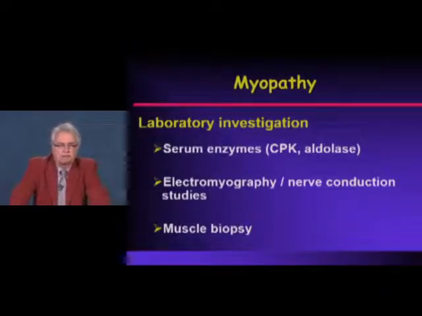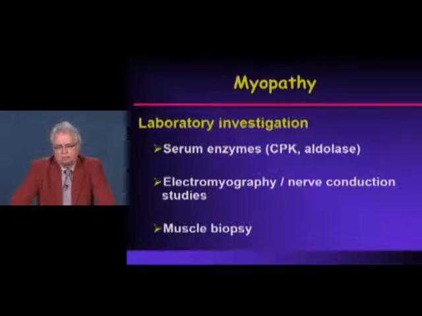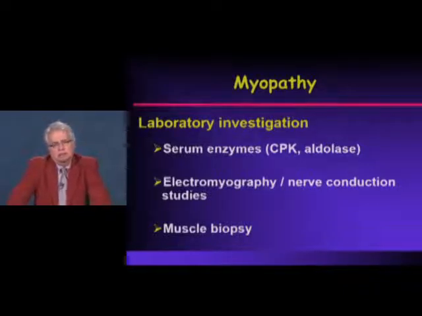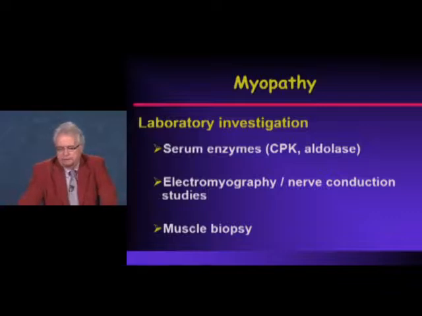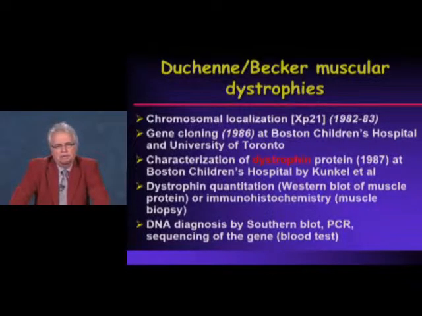And the laboratory investigation was limited to measuring serum enzymes like CPK and aldolase. We used to order electromyography and nerve conduction studies, and also we used to order muscle biopsies. By using these diagnostic modalities in conjunction with the clinical presentation, we were able to make a clinical diagnosis. Things changed in the late 1980s following the chromosomal localization of the Duchenne-Becker muscular dystrophy gene on chromosome X at Xp21.